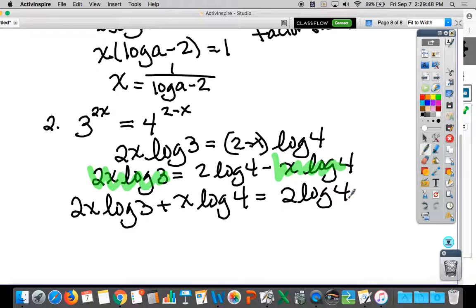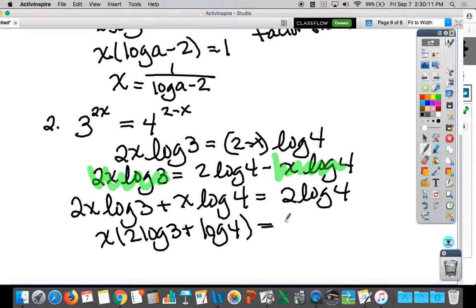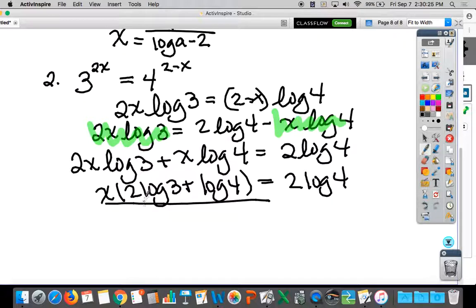Now, I told you you'd see it multiple times. I have a binomial on the left. I have an x term and an x term, and I cannot combine those. So what should I do? Factor out an x. That leaves me 2 log 3 plus log 4 equals 2 log 4. Now to get x by itself, divide by, so take your calculators out.